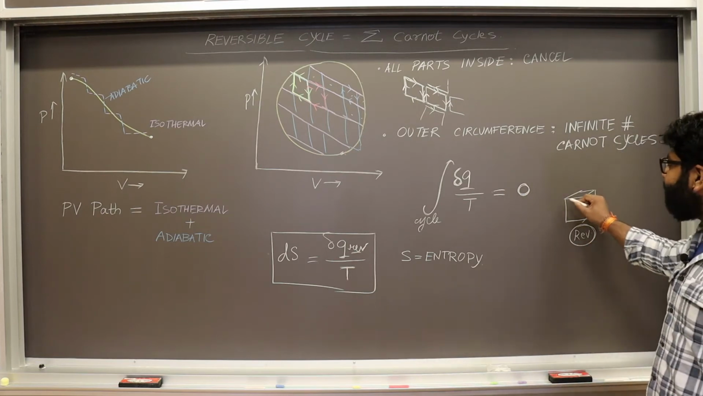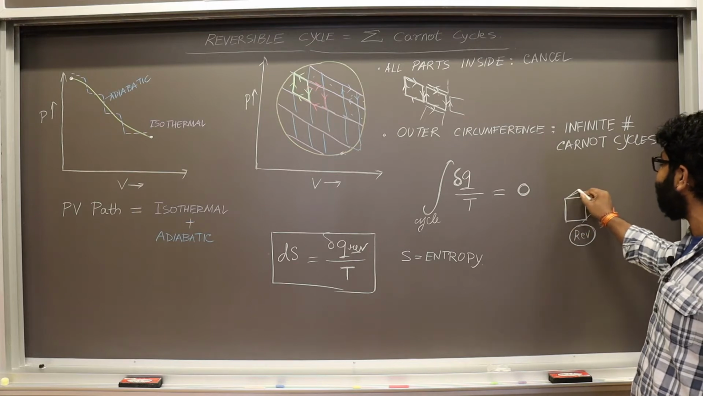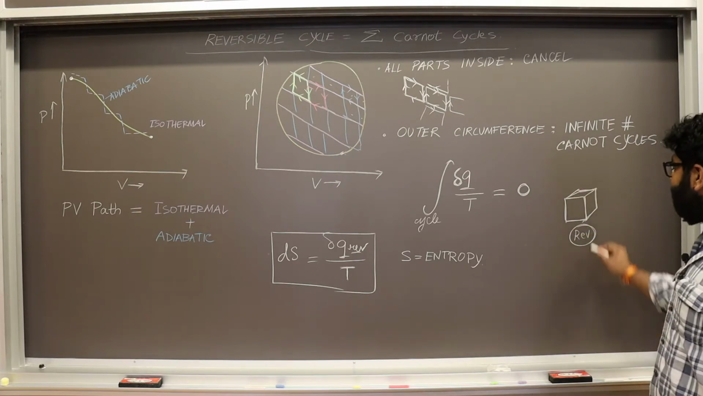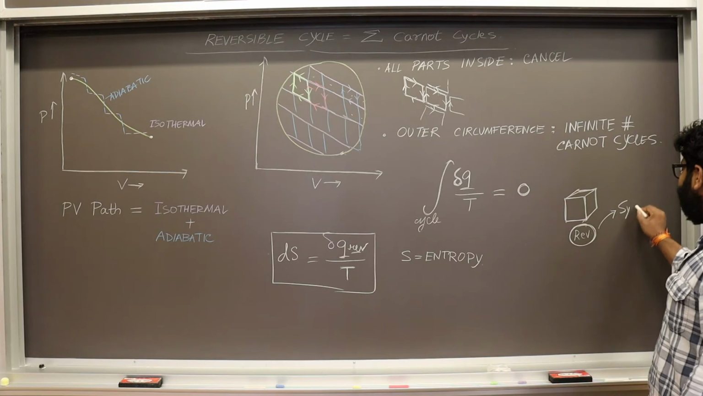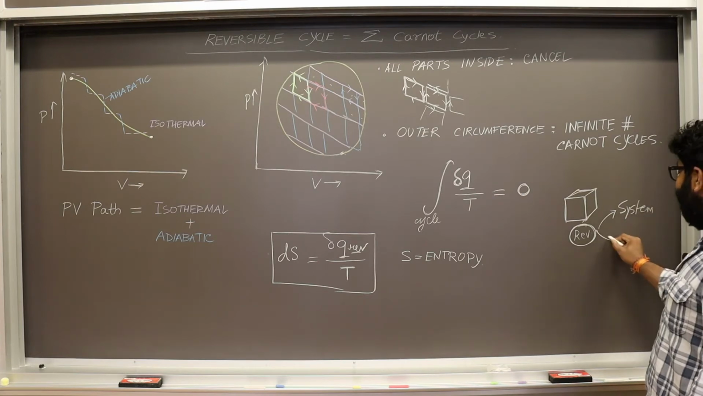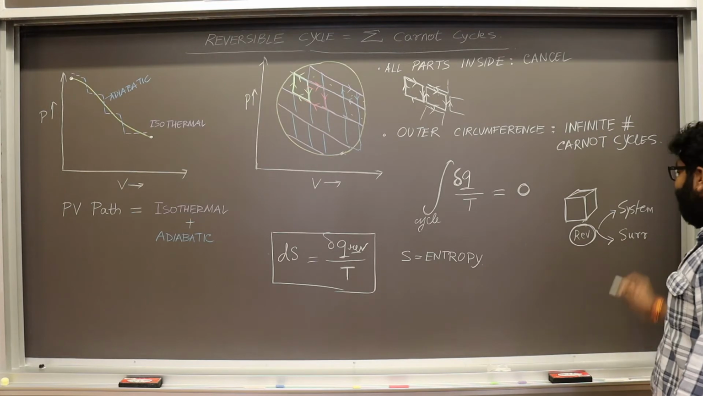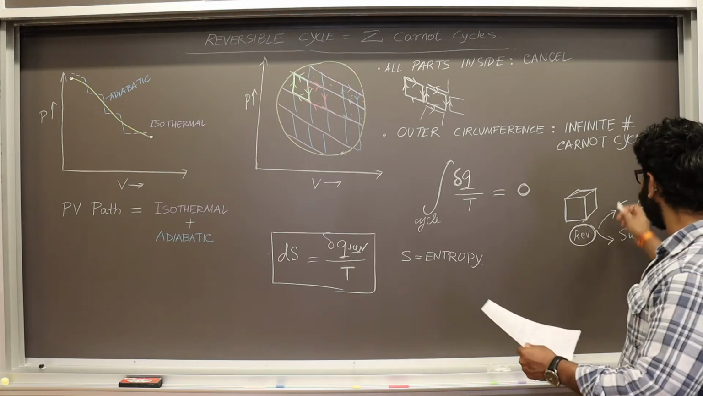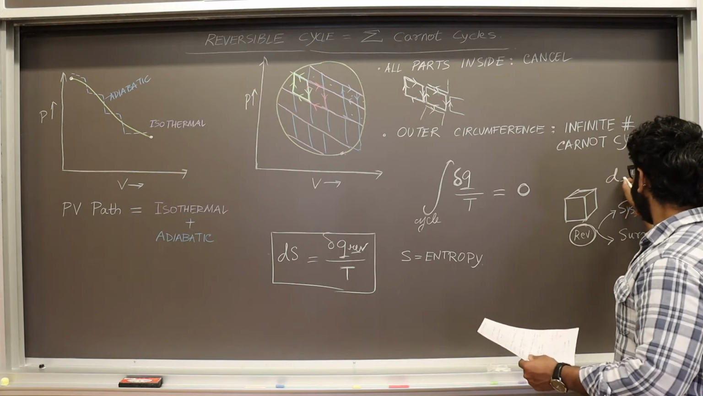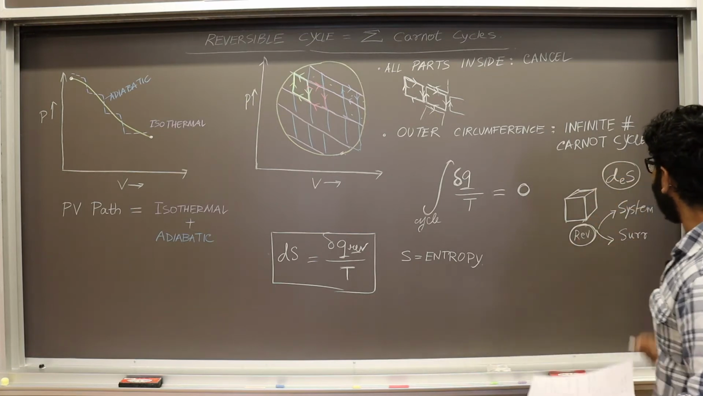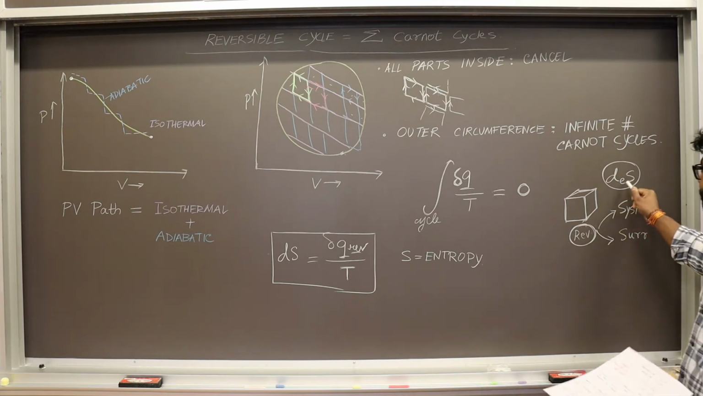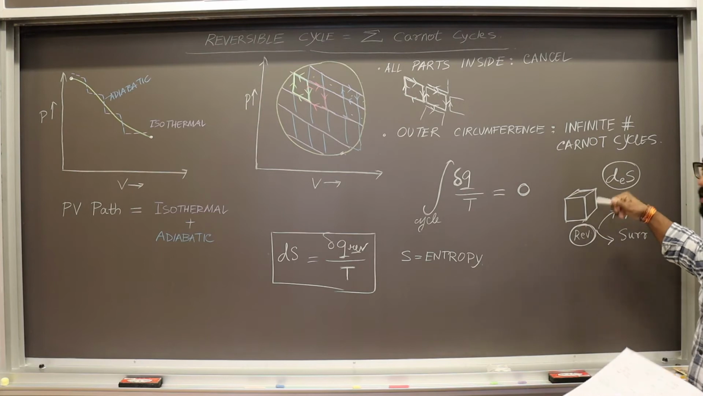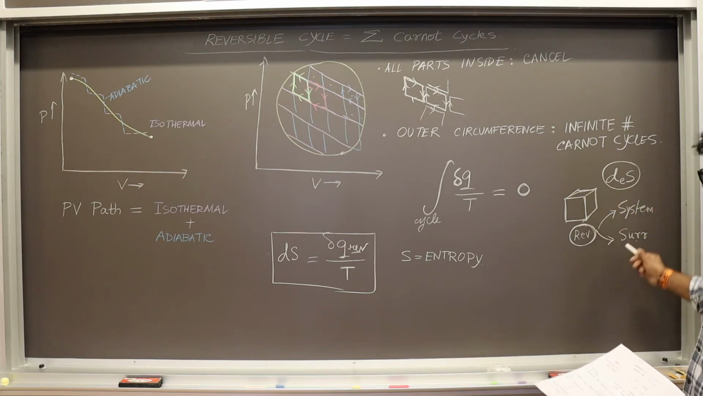And with what will the system exchange the entropy? With the surrounding. So in a reversible process, entropy is being exchanged between the system and the surrounding, and that kind of entropy is represented by deS. This is the exchanged entropy. This is not being created, this is exchange. And why is it getting exchanged? Because in a reversible process, you cannot create entropy. You can exchange it between the system and the surrounding.